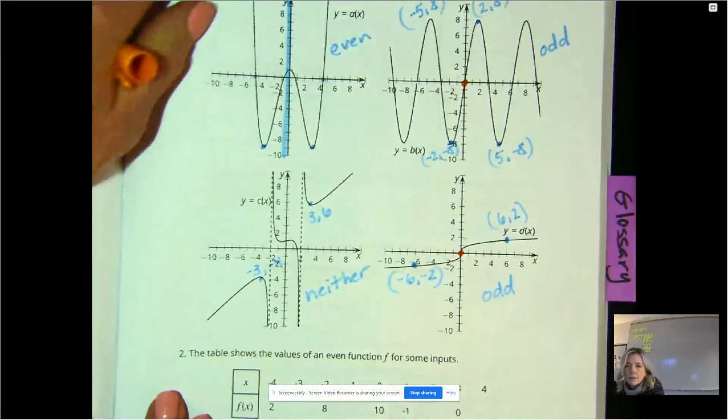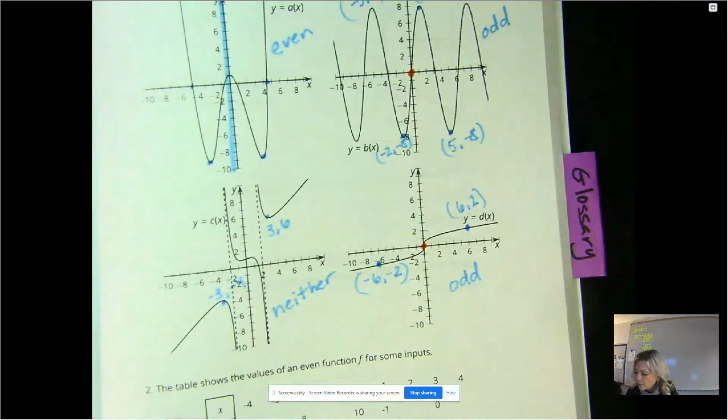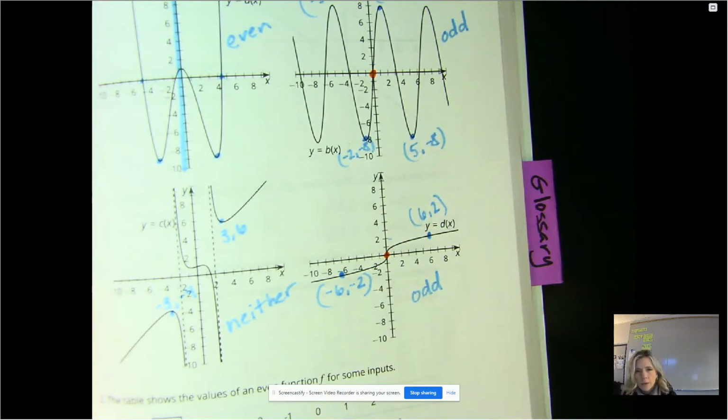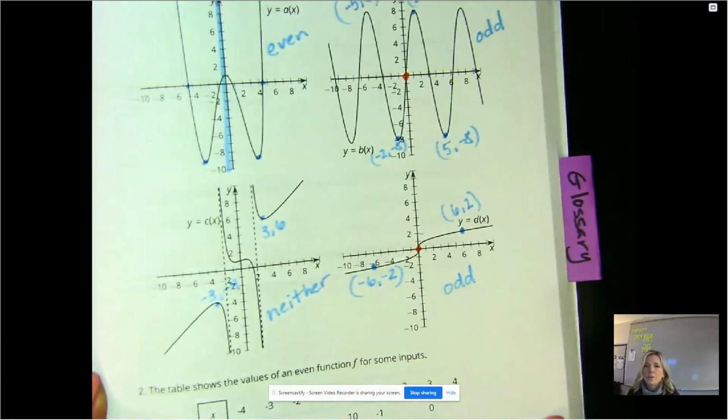And that's another thing about odd functions, is that they go through 0, 0.